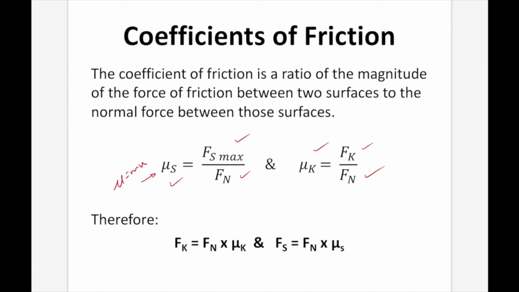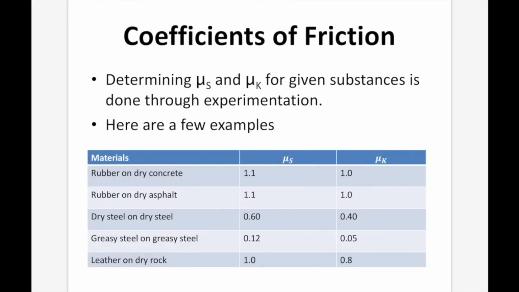Now we can rearrange these equations and solve for Fk and Fs, so the force of static friction and the force of kinetic friction, by taking the Fn, which we know is mg, unless we're on a ramp, in which case we'll have to change it slightly, and μk, which we are given, or we can determine by calculations. And then the same thing for Fs. Now determining the μs and μk for a given substance is done through experimentation, so you can look it up in a book, or you can figure it out through an experiment.